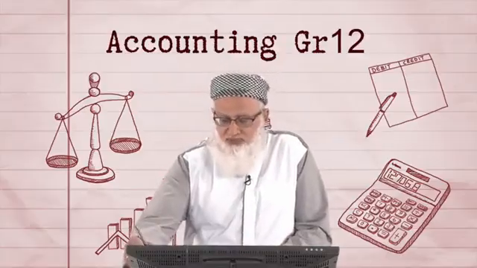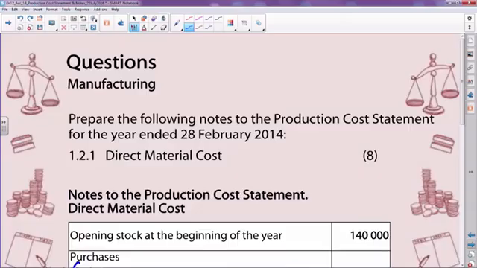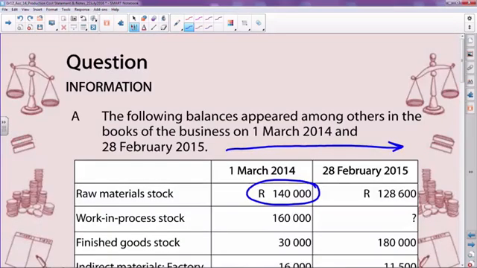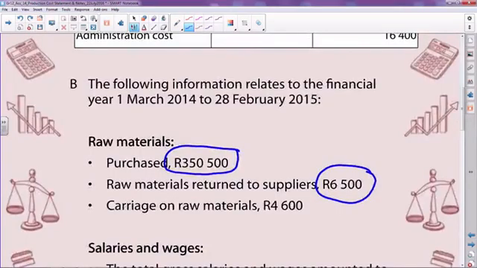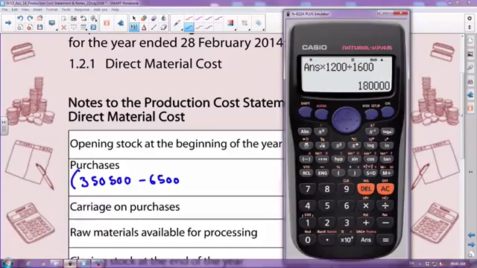Okay, what else do I know about my purchases? Raw materials returned to suppliers, 6,500. Immediately I say, fine, minus 6,500. That was the raw materials that were returned to my suppliers. Okay? So obviously I've got my purchases of raw materials minus my return. What else do I know? There was carriage on raw materials of 4,600. Immediately I slot it in. Carriage on purchases, 4,600. Okay, so now we take our calculator. Let's find our calculator here. There we go. Take the 350,500.